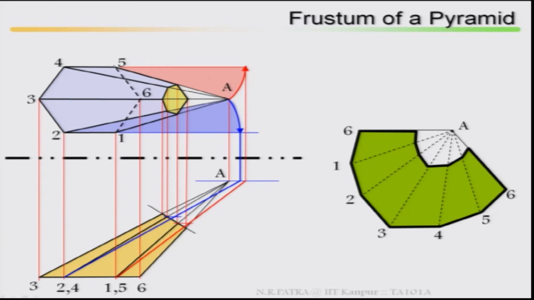That means for the frustum of a pyramid, there is an inner surface and an outer surface. For the outer surface you name it 1, 2, 3, 4, 5, 6, here it is 1, 2, 3, 4, 5, 6, and this is your inner surface. For this inner surface you find out the true length, and this is your development of the surface, particularly for the frustum of a pyramid.